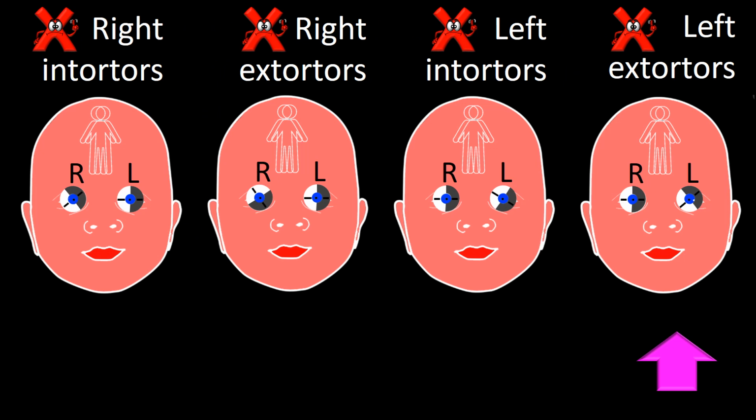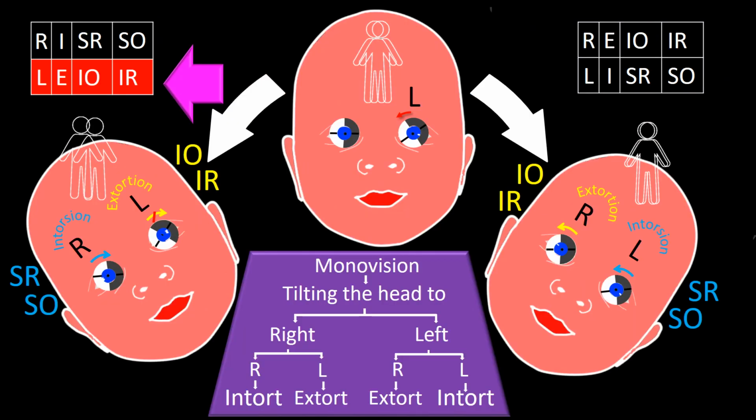When the weak muscle is a left extortor, as indicated here by the red background and illustrated here, right tilt increases diplopia because the left extortors, in order to adjust the left eye to the normal position, now are required to generate more force, and they are not able to do so.